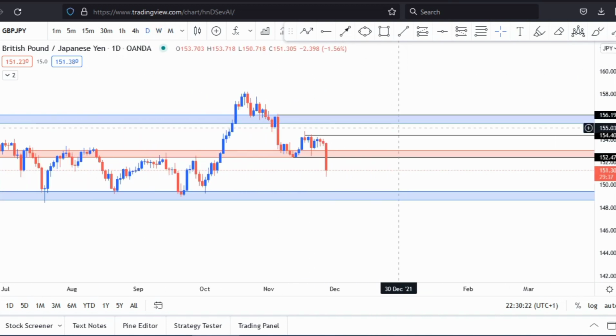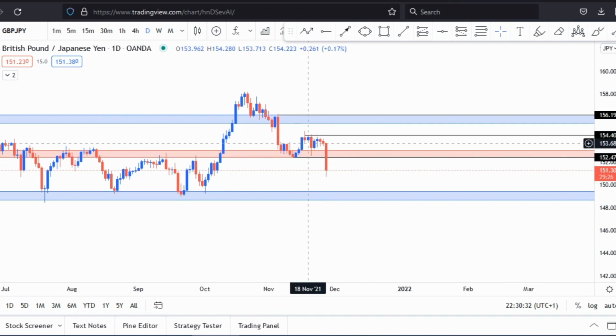Now, if we go to daily time frame, we can see these two lines here that are plotted. I was talking about levels that we'll be looking at to see if price will break above or below. And I said if price breaks below the 153.5 level, then most likely price will continue to the downside. And if price breaks above this 154.4 level, then price will continue to the upside. Price never broke above the upper level, but rather price broke below the level and has closed below it today.